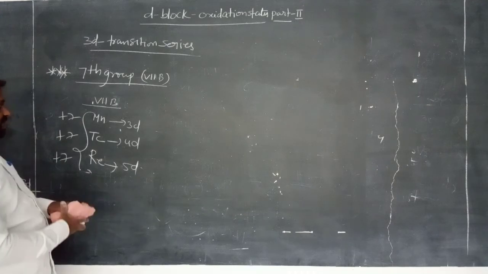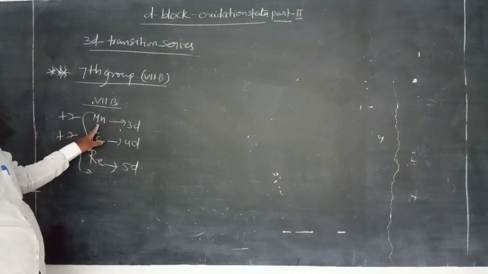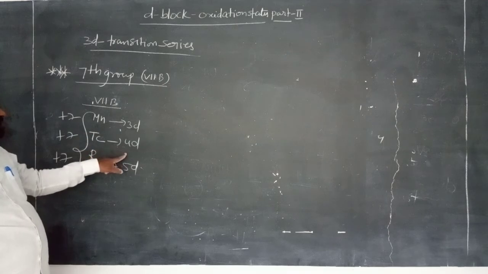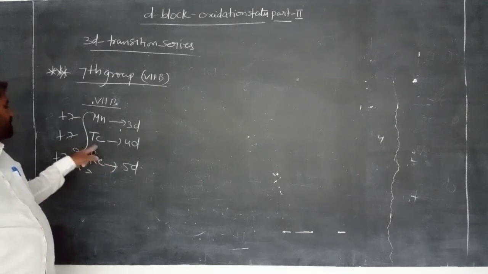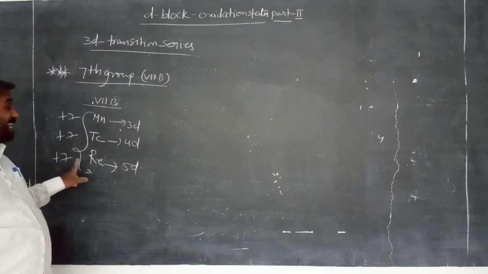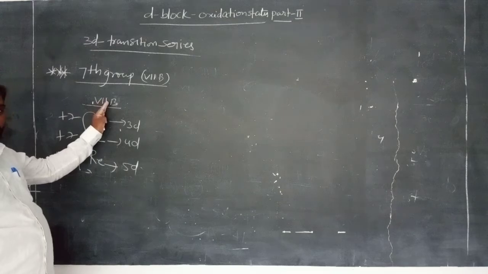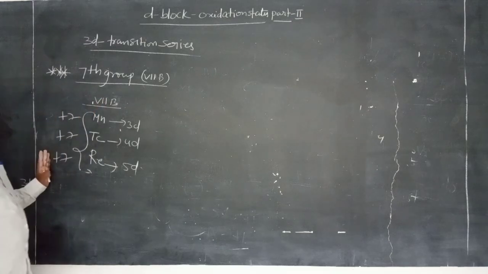Why? Because these belong to the same group, the 7th. In the 3D series, which one shows the maximum oxidation state? Manganese. In the 4D transition series, the maximum oxidation state +7 is shown by technetium, and in the 5D series by rhenium, that is +7. These three belong to the 7th B group and show the maximum oxidation state, remember this.